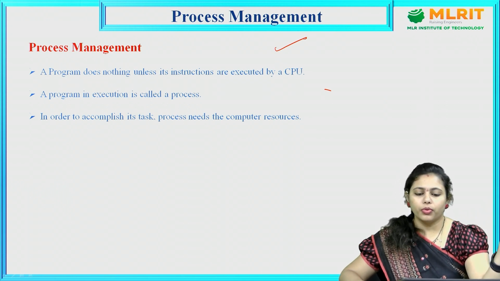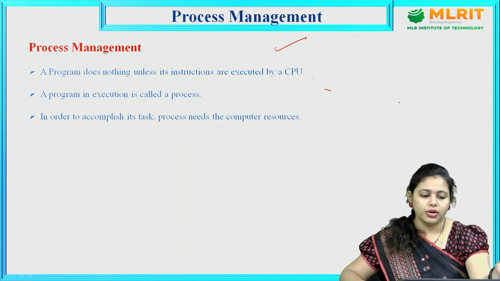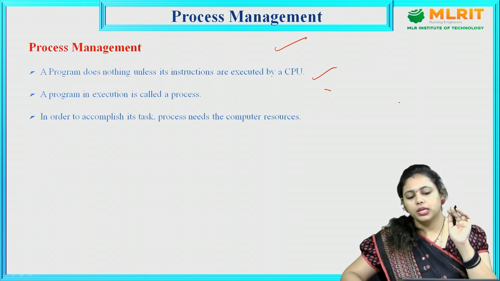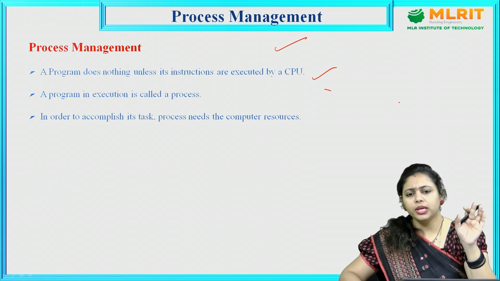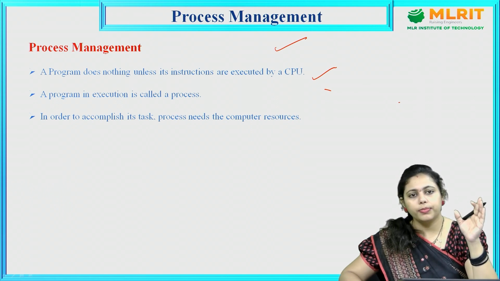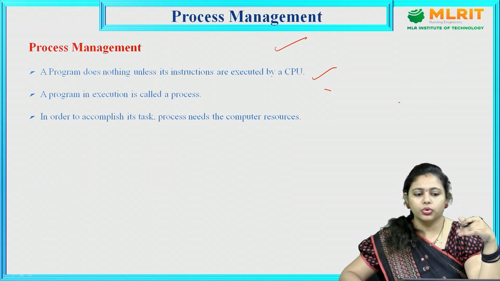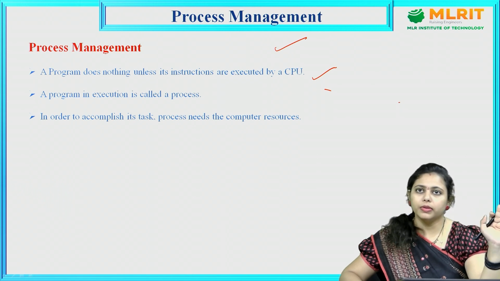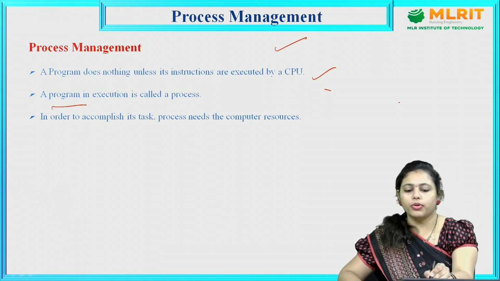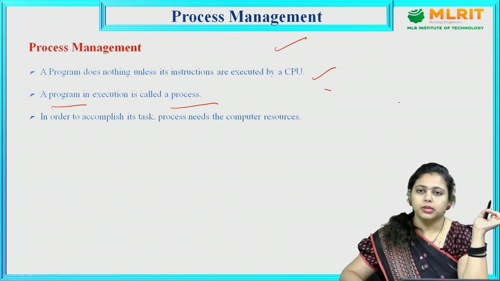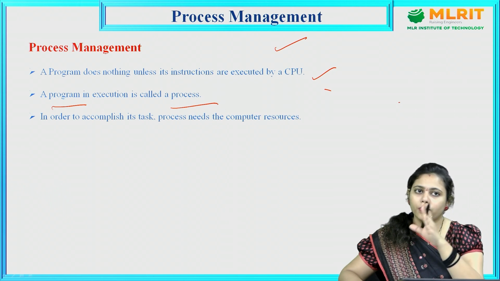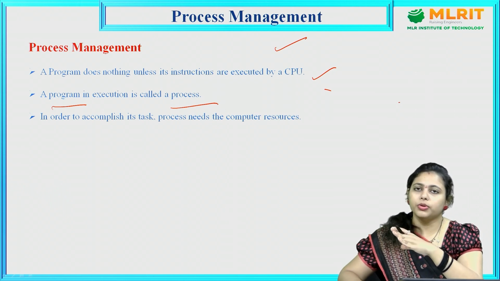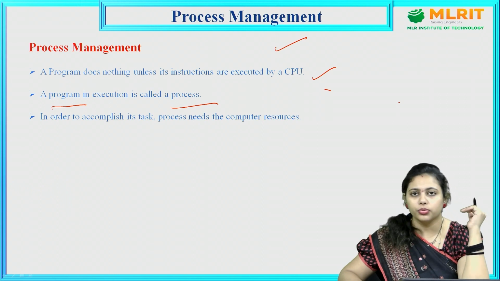Initially the program does nothing unless it gives an instruction to be executed by the CPU. For example, I have saved a C program somewhere. Until the CPU tells it to go for execution, I will do nothing with that particular program. Once the program is under execution, it has been converted into a process. A program in execution is nothing but a process. Initially it is a program, and once the CPU gives it for execution, it converts into a process.